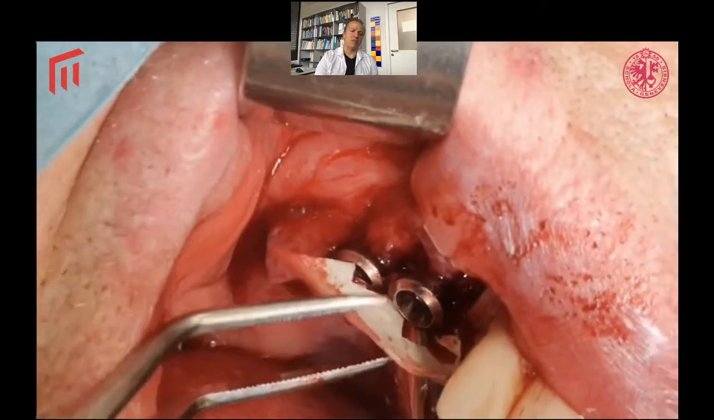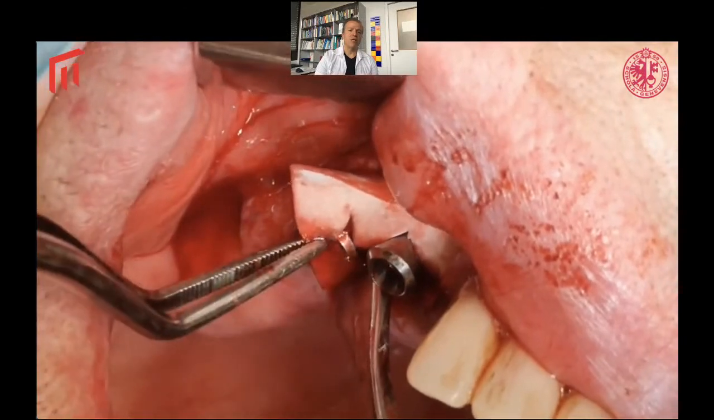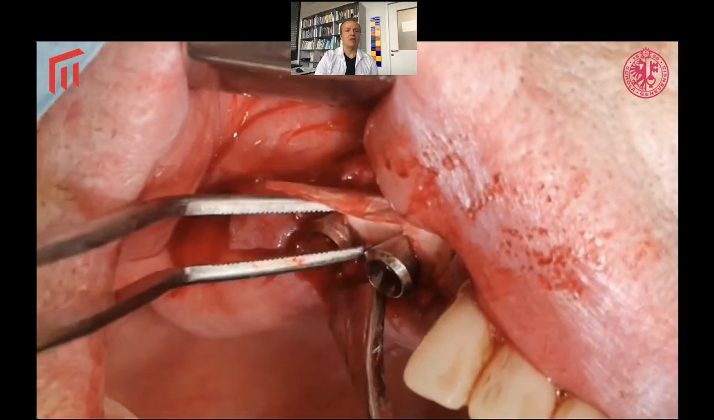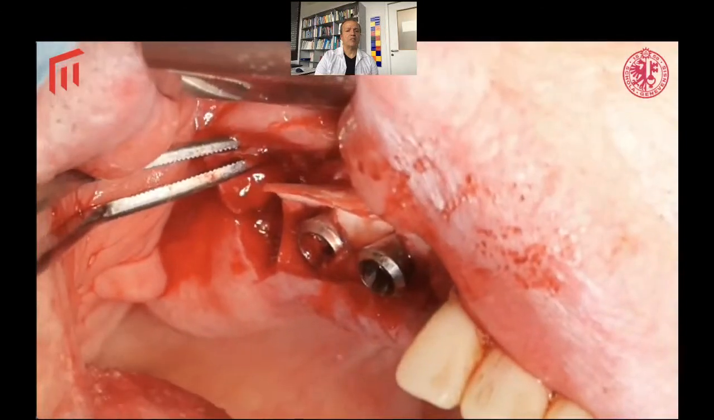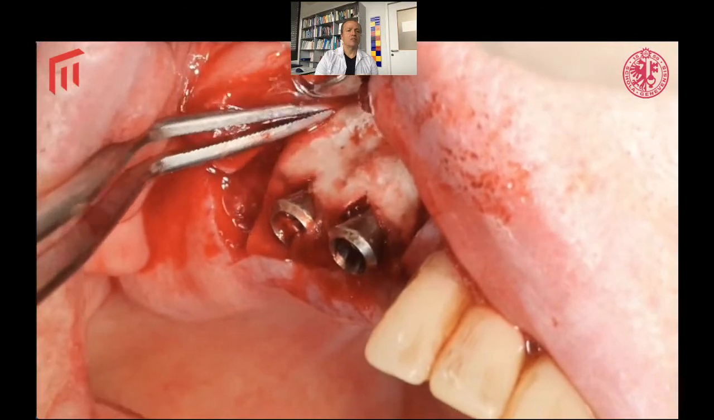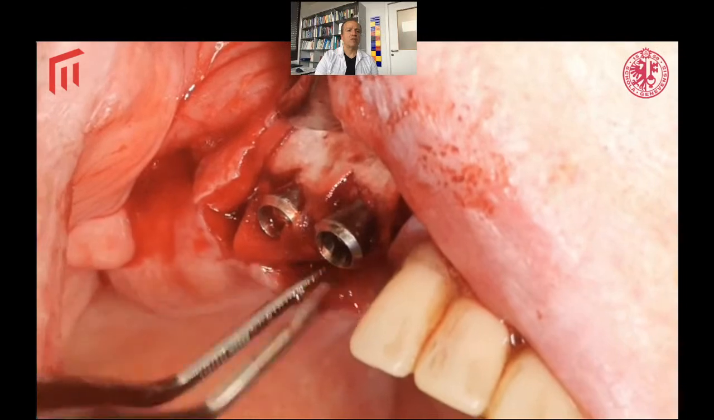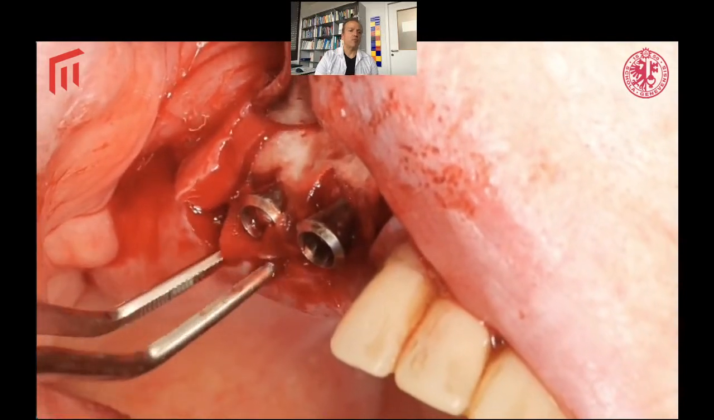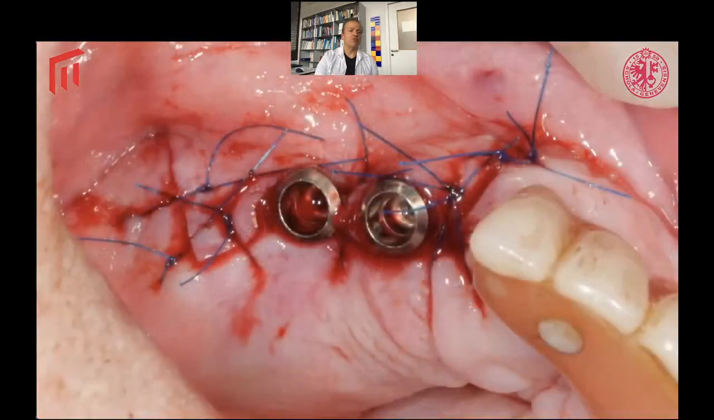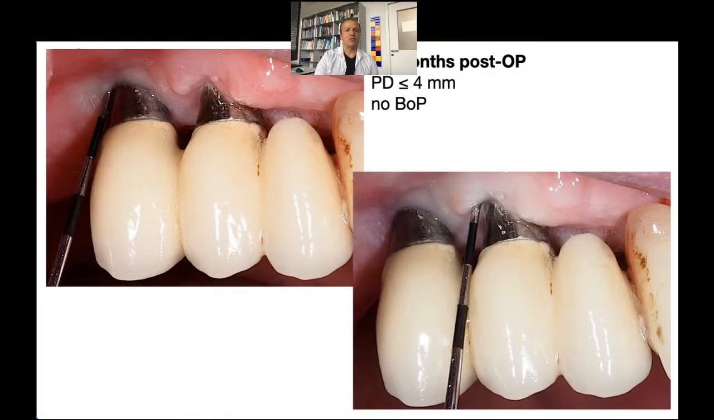The membrane here is placed as a poncho, so I try to put it in one piece and avoid having vertical cuts on the membrane. The membrane is placed around both implants, and pressed under the flap, getting it wet so it gets stabilized. You do not need to suture the membrane, of course, and then you reposition the flaps and suture with 5-0 Prolene suture. And here are the outcomes 3 months post-op, shallow pockets and no bleeding problem.